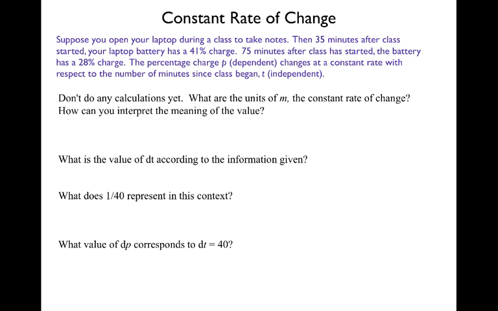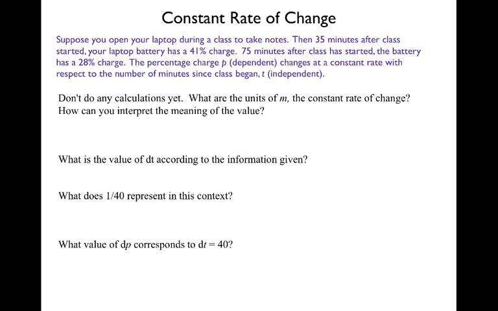Suppose you open your laptop during class and take notes. 35 minutes after class started, your laptop battery has a 41% charge, and 75 minutes after class started, it has a 28% charge. So we'll call the percentage of charge variable P. That's our dependent variable. It changes at a constant rate with respect to number of minutes since class began. We'll call that T. That's our independent variable.